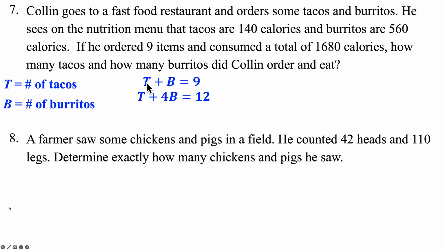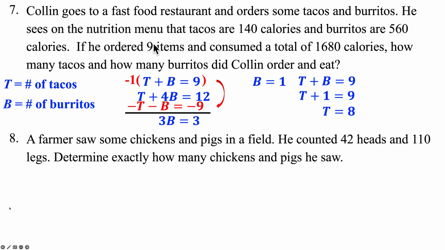Now, what's nice about this is now I just have to multiply my first equation by -1. Negative t minus b equals -9. Okay. 4b minus b is 3b. 12 minus 9 is 3, divided by 3. He ordered 1 burrito, therefore he must have ordered 8 tacos.